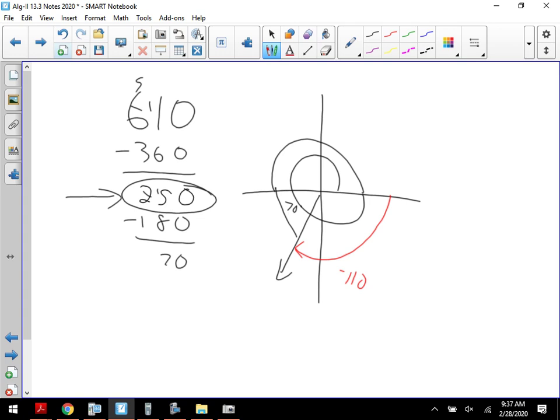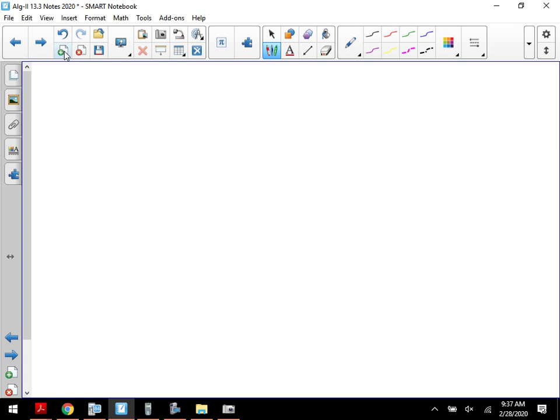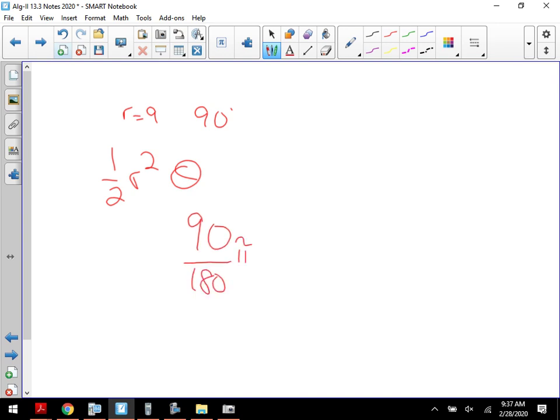Area of the sector. What's the radius and the angle? 90 degrees. Area of the sector is 1/2 r squared theta, where theta is in radians. When I convert to radians, I take my 90 over 180, slap the pi next to it. Wait, why are you doing 1/2 r squared theta when you can just do r squared theta times 90 over 360? It's the same thing. I know, it's the same thing. I'm just using the formula that this textbook uses. I'm not going to yell at you whichever way you go.